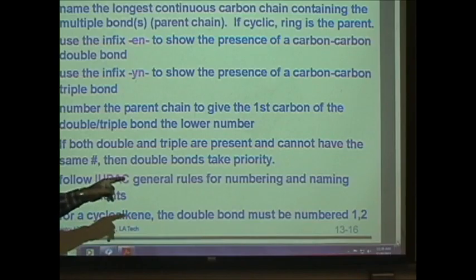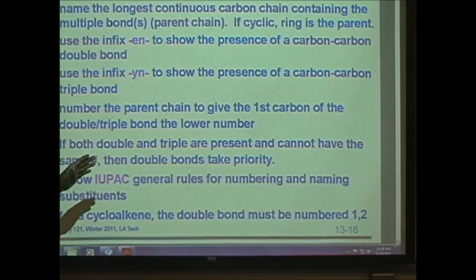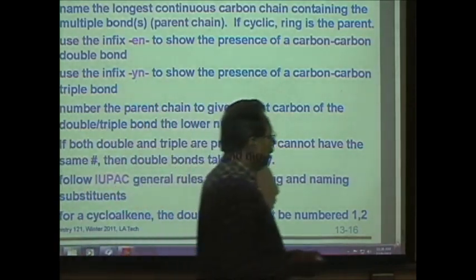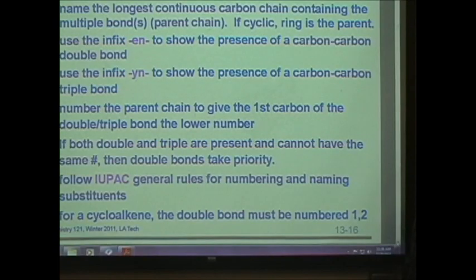We've done that in butene. Remember, 1-butene, lowest number. Now you're no longer looking at the substituent alkyl groups. You're looking at the carbon atoms forming the double bond. General rules for naming, alphabetical order. Remember all these things we talked about in alkane. For cycloalkane, the double bond must be numbered 1, 2. Okay. If you had an alkene like this, that's cyclohexane, that's a hexane, right?